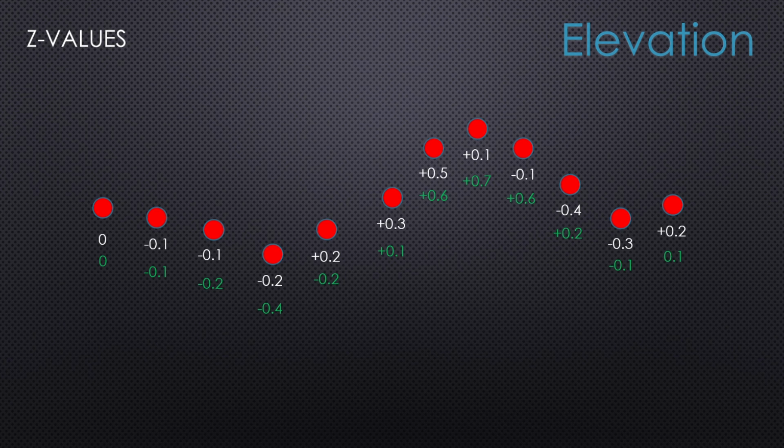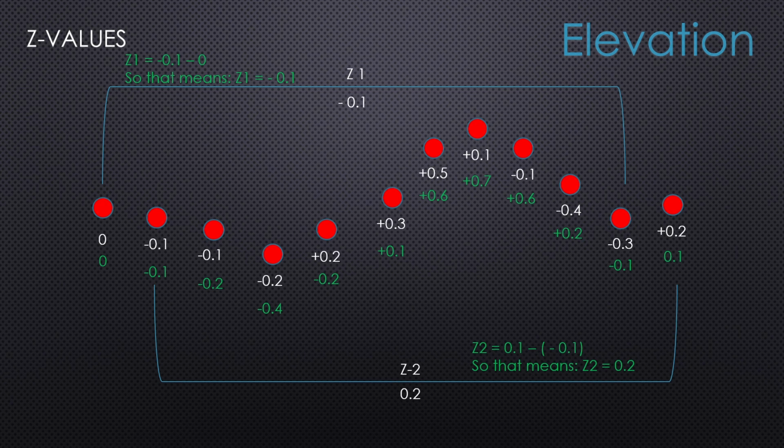The first point has an elevation of 0. Counting 10 points from that, you see an elevational value of negative 0.1. So to calculate the Z values, just subtract 0 from negative 0.1. So Z1 equals negative 0.1. Let's get our second Z value. Remember what we talked about in the Q's. When you subtract a negative number, it makes it positive. So Z2 is 0.2. A positive Z value means an uphill change from the first value to the 10th value, whereas a negative value will indicate a downhill change from the first to the 10th value.